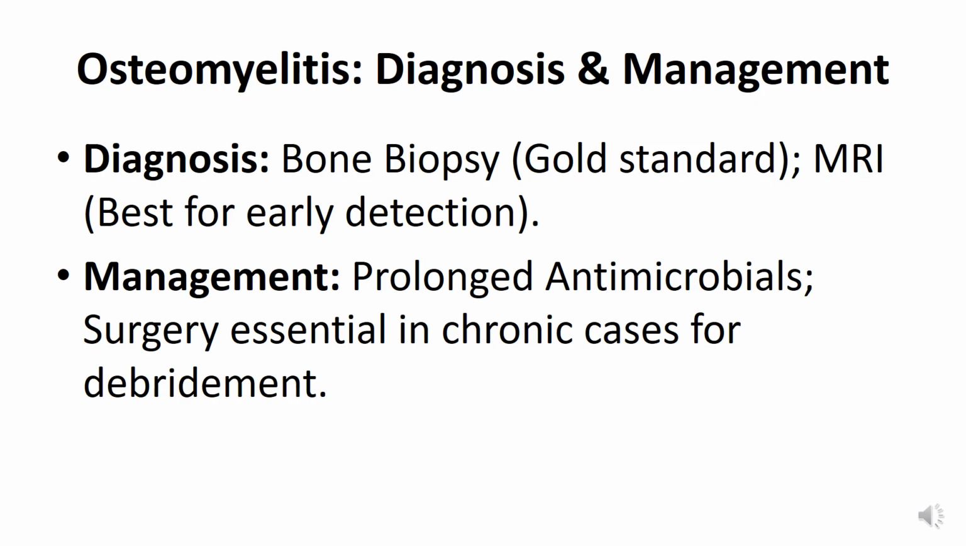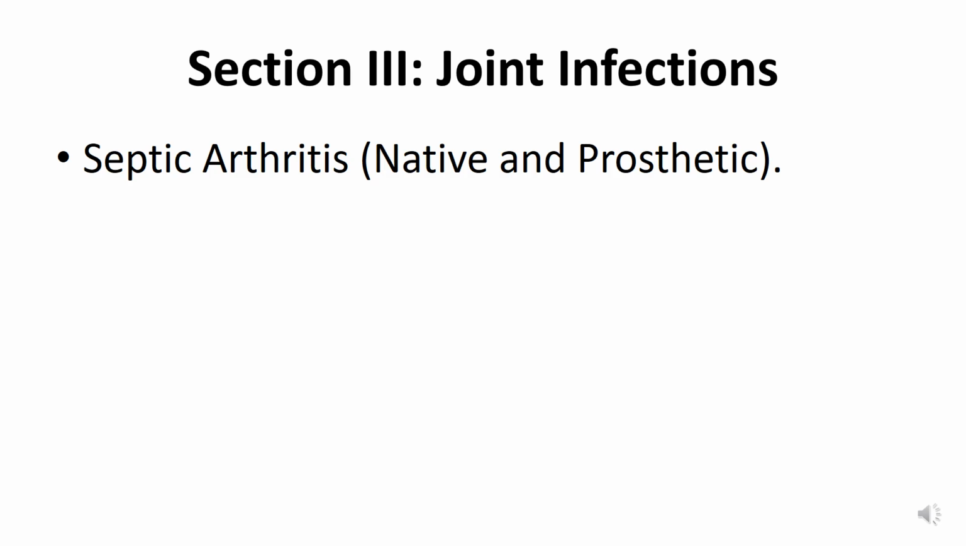Successful management is rarely quick, but with accurate diagnosis and a comprehensive approach, bone can heal and function can be preserved. Section 3 brings us to joint infections, conditions that can rapidly destroy cartilage, impair mobility, and permanently affect quality of life if not recognized early. In this section, we focus on septic arthritis involving both native joints and prosthetic joints.